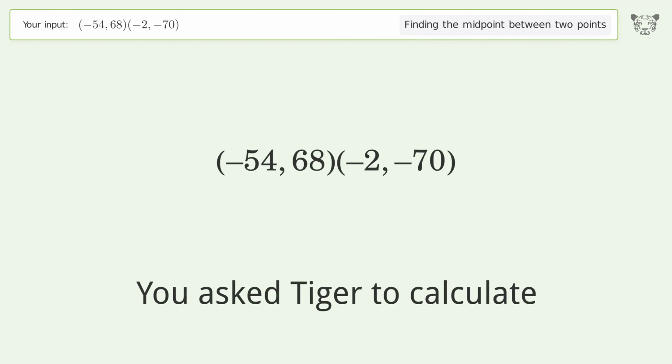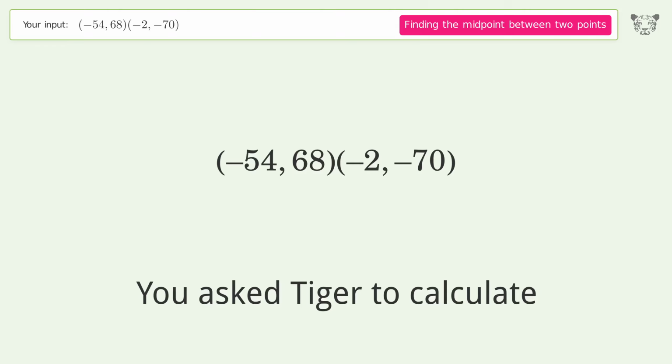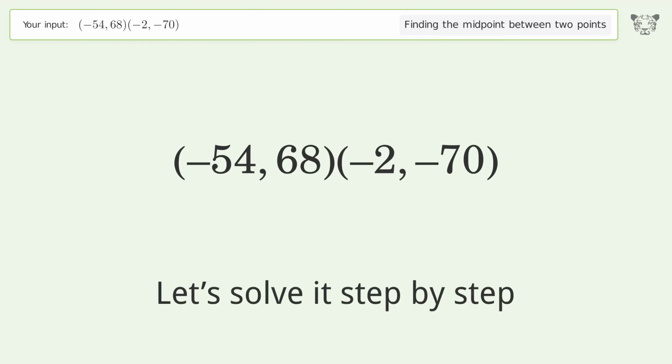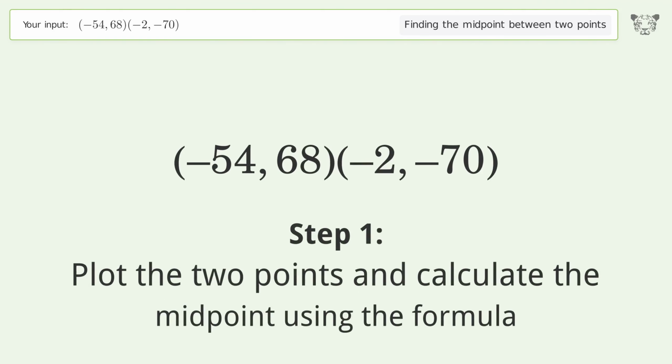You ask Tiger to calculate. This deals with finding the midpoint between 2 points. The midpoint between the 2 points is -28, -1. Let's solve it step by step. Plot the 2 points and calculate the midpoint using the formula.